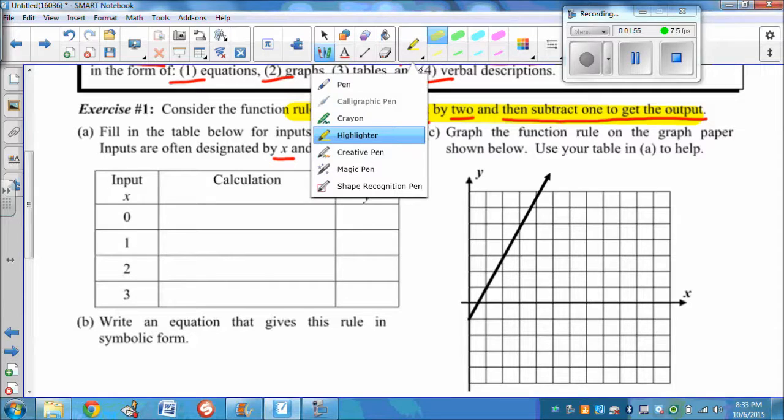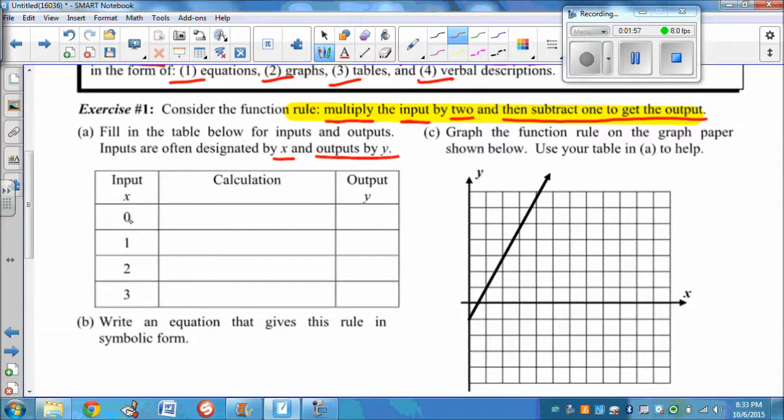So the first one, what if my input is 0? Well, the rule says to multiply the input by 2. So I multiply that input, 0, by 2, and then subtract 1 to get the output. So 2 times 0 minus 1, the output, what comes out of that rule, is -1 if we put a 0 in. Well, what if we put a 1 in as our input? 2 times 1, because our rule says multiply the input by 2 and subtract 1. So that one spits out a 1.